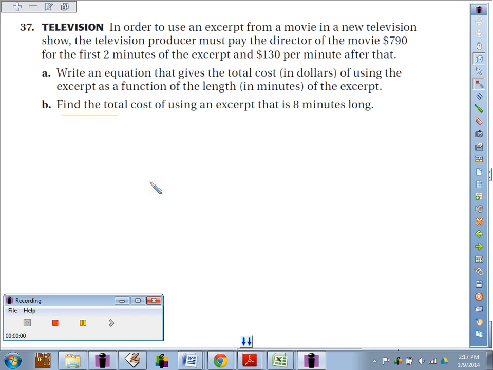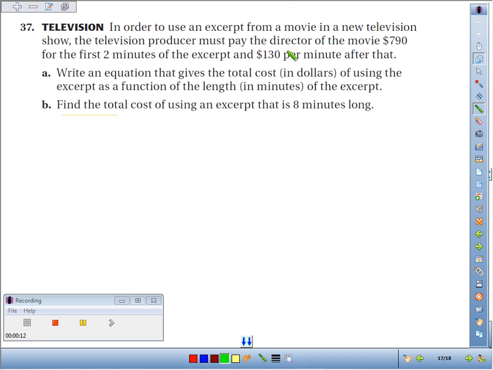37. In order to use an excerpt from a movie in a new television show, the television producer must pay the director of the movie $790 for the first 2 minutes of the excerpt. That's expensive. And $130 per minute after that. Here's a key word, per. $130 per minute. Anytime we see that word per, it's kind of cluing us in that that's a rate or our slope. Our slope's going to be 130.